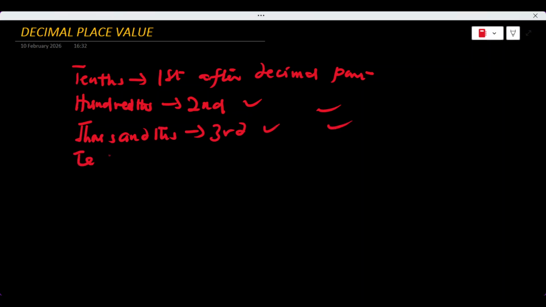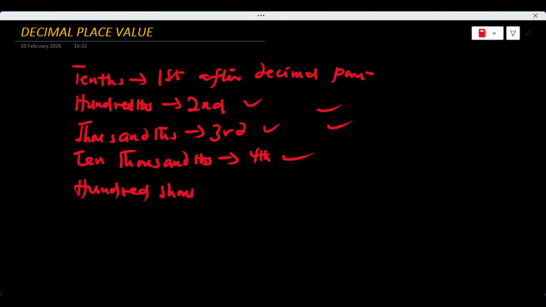Then we have ten thousandths, which is the fourth digit after the decimal point to the right. And then we have the hundred thousandths, which is the fifth digit after the decimal point. So it continues in that order. This is the concept we need to understand when it comes to decimal place values.